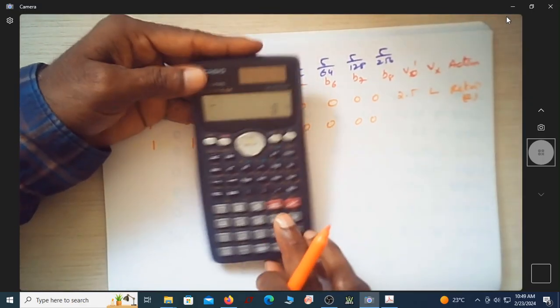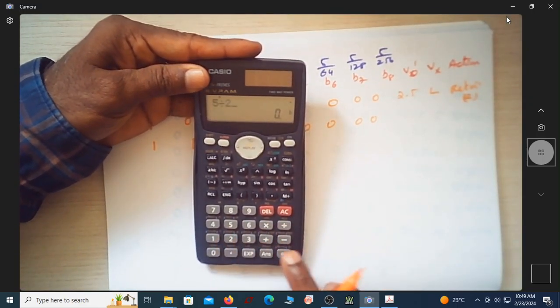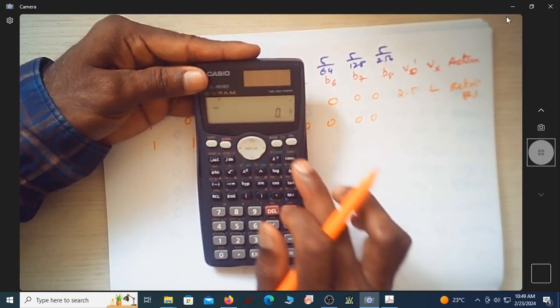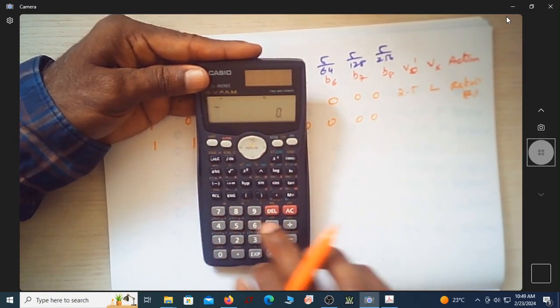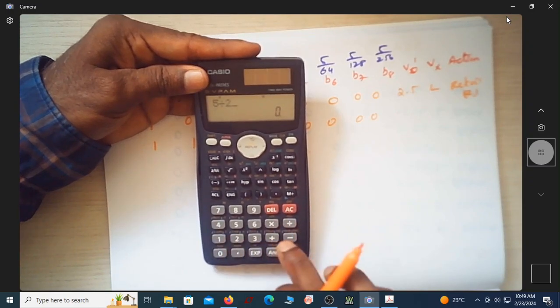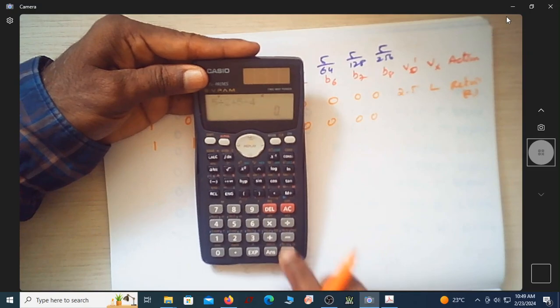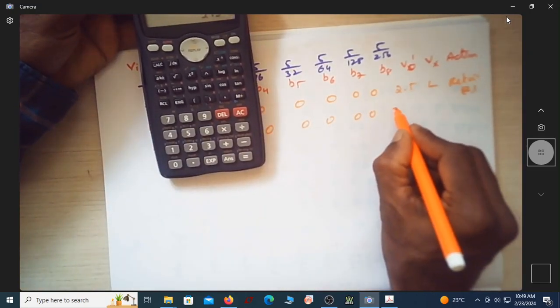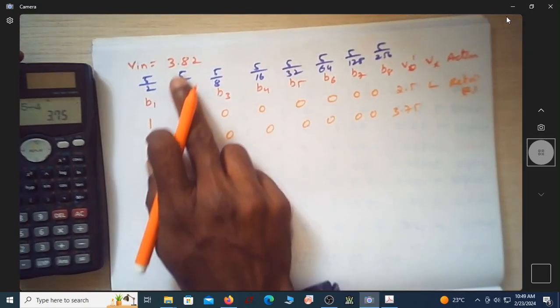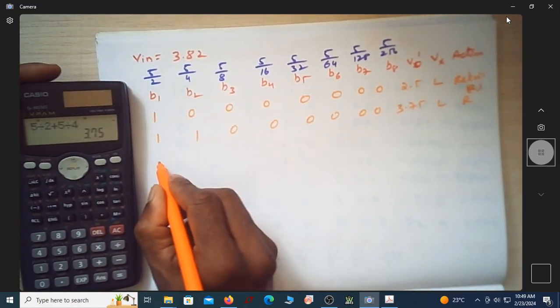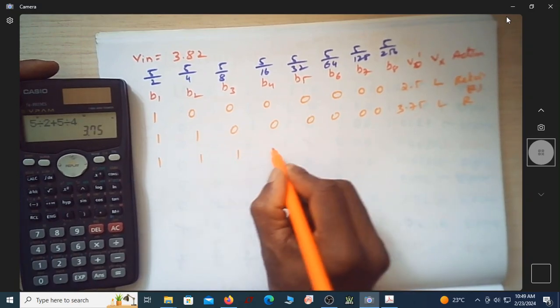So let me again start with that. It was 5 by 2 plus 5 by 4. Can you see it is now 3.75, but it is 3.82. It will be still low. You retain. Now you make this next bit also high.